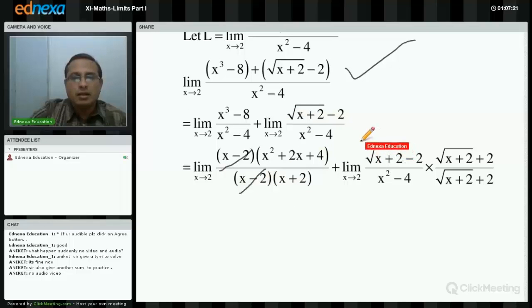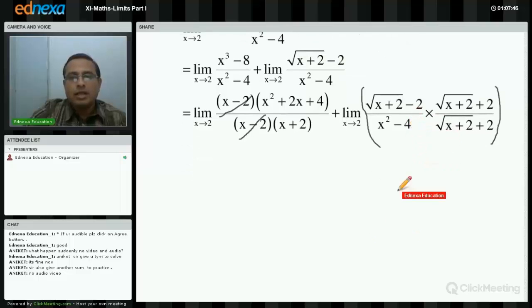It is better if we put this in a bracket. Here you have to realize that you have to rationalize. What is the rationalizing factor of root x plus 2 minus 2? It is root x plus 2 plus 2. We cannot just multiply the numerator by that. We have to multiply the denominator also by the same. Now, in the next step, see what happens.